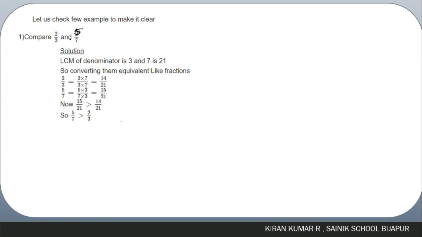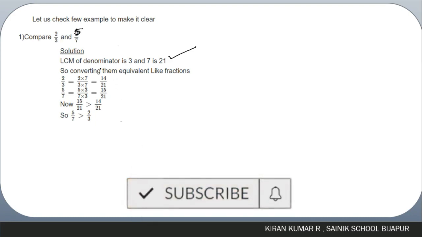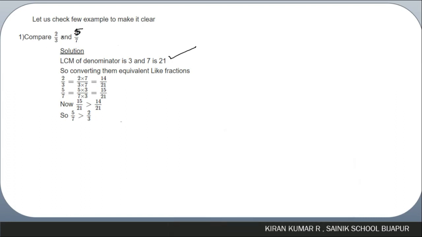Just observe the numerator and denominator, they are different. In such cases, we would take LCM. LCM is 21. We make the denominators of both these numbers as 21. If you multiply 7 to both numerator and denominator of the first fraction, we get 14 by 21. If you multiply and divide by 3 for the second fraction, we get 15 by 21. Clearly 15 by 21 is larger than 14 by 21. So 5 by 7 is larger than 2 by 3.